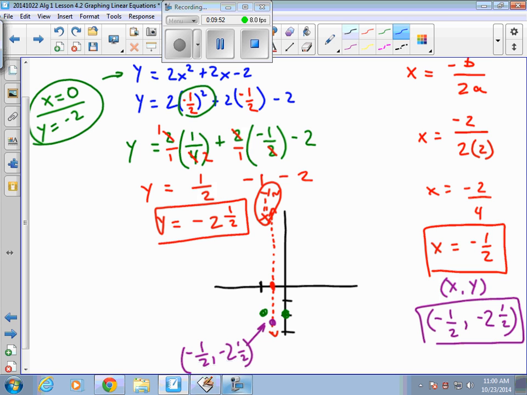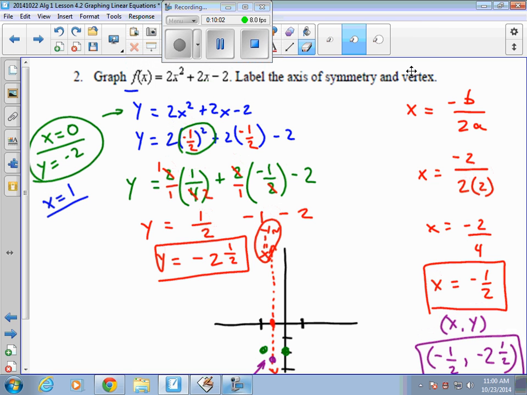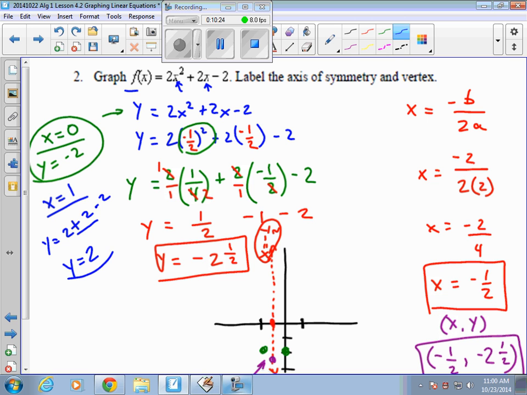Positive 1. So let's go this way, slide in one more time, and let's use x equals 1. So right here, run the original equation again. 1 squared is 1. 2 times 1 is 2. So y equals, just the way you don't lose it, 2 plus 2 times 1 again is 2 minus 2. So y equals 2 plus 2, which is 4, and 4 minus 2, y is going to be equal to 2. So when x is 1, y is 2.